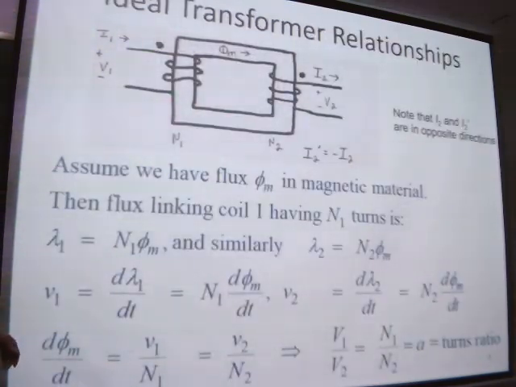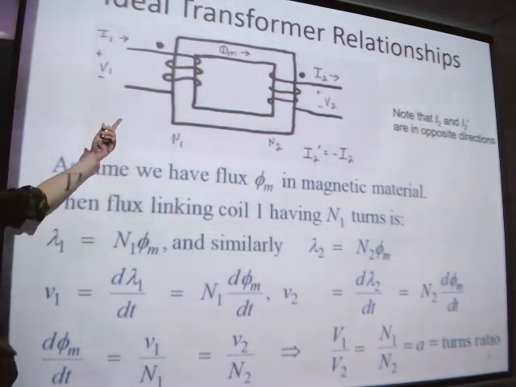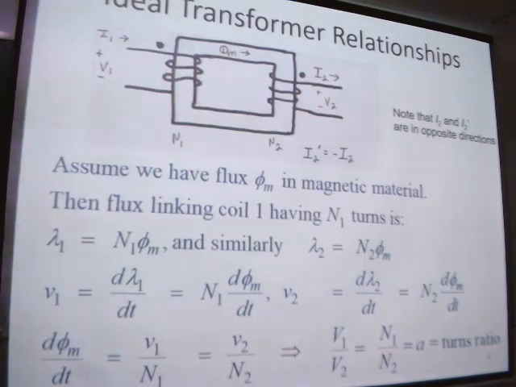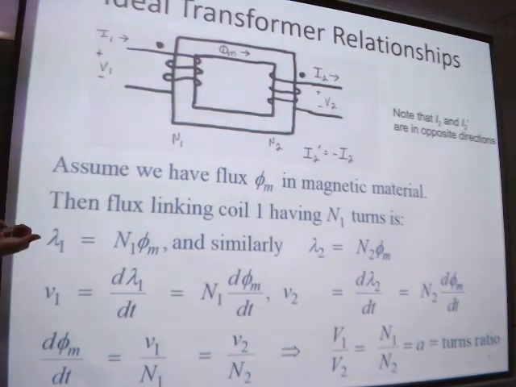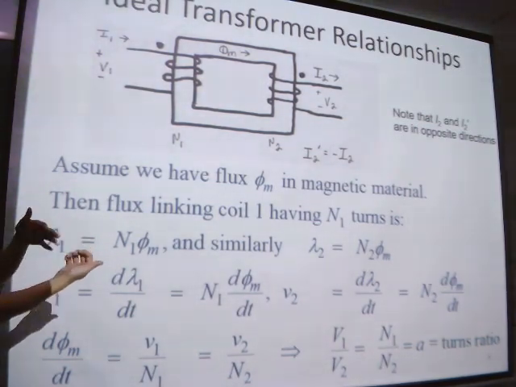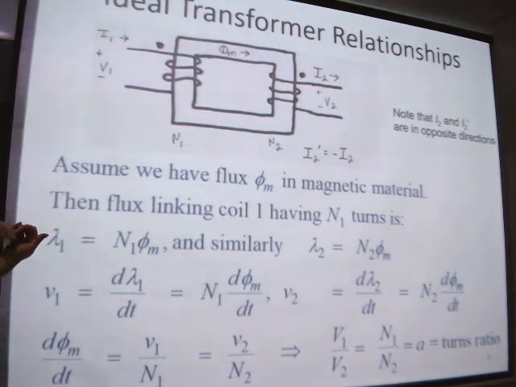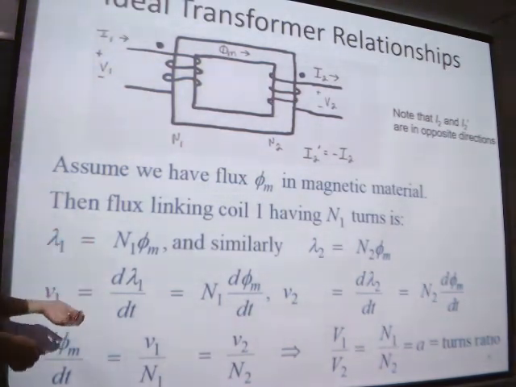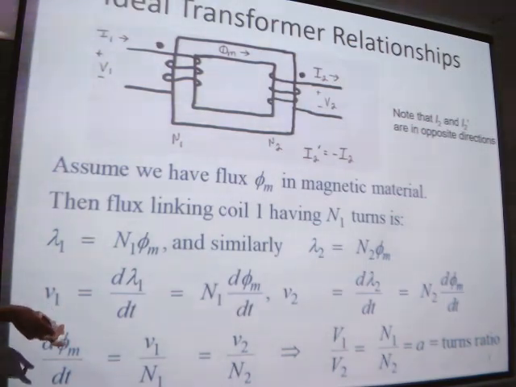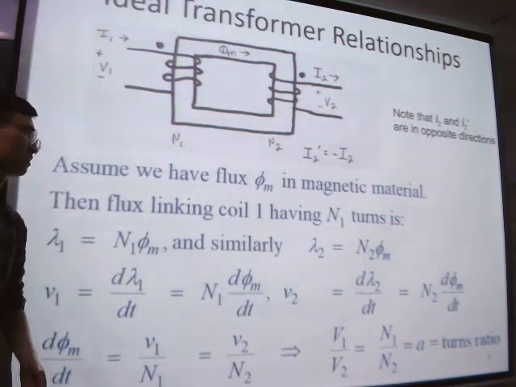So this is the relationship of the ideal transformers. So please do remember that for the direction of the current and the magnetic flux it generates, we use the right hand rule, okay, with the right hand. The four fingers will be the direction of the current, and the direction of the thumb is the direction of the magnetic flux in the core, okay.